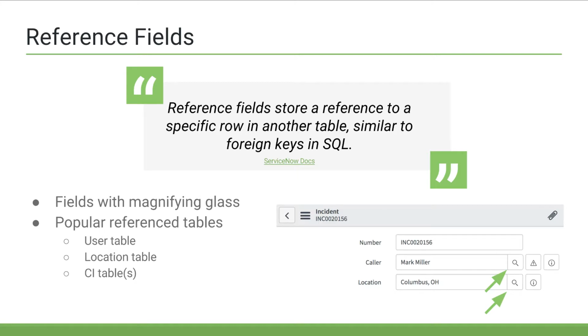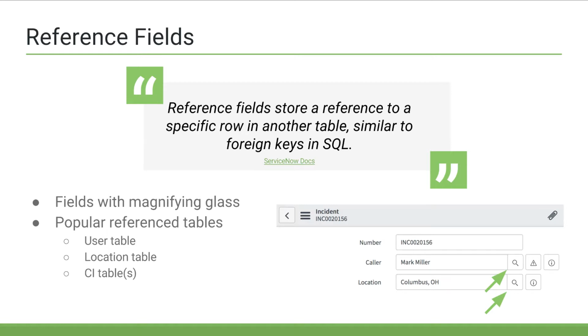So in this screenshot, you can see that we're on the incidents form view. However, there's a field on the incident table called caller that's actually referencing the sys_user table. So when I start typing a name here, it's pulling up a list of records stored in another table, the sys_user table. Same for location.